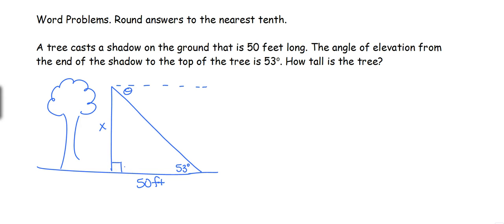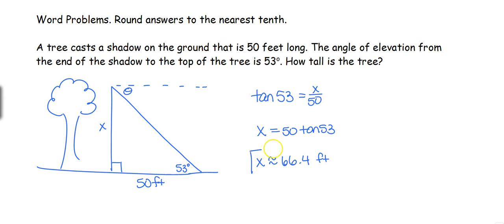That's going to be your right angle. Always set up your diagram. So when we look here, I have the 53 degree angle, the 50, and the x. This is opposite, this is adjacent. Opposite and adjacent is going to be tangent. Tangent of 53 is x over 50. So x is going to be equal to 50 times the tangent of 53 degrees. We're solving for our side length, so we use our regular tangent function, which is going to give us 66.4 feet.